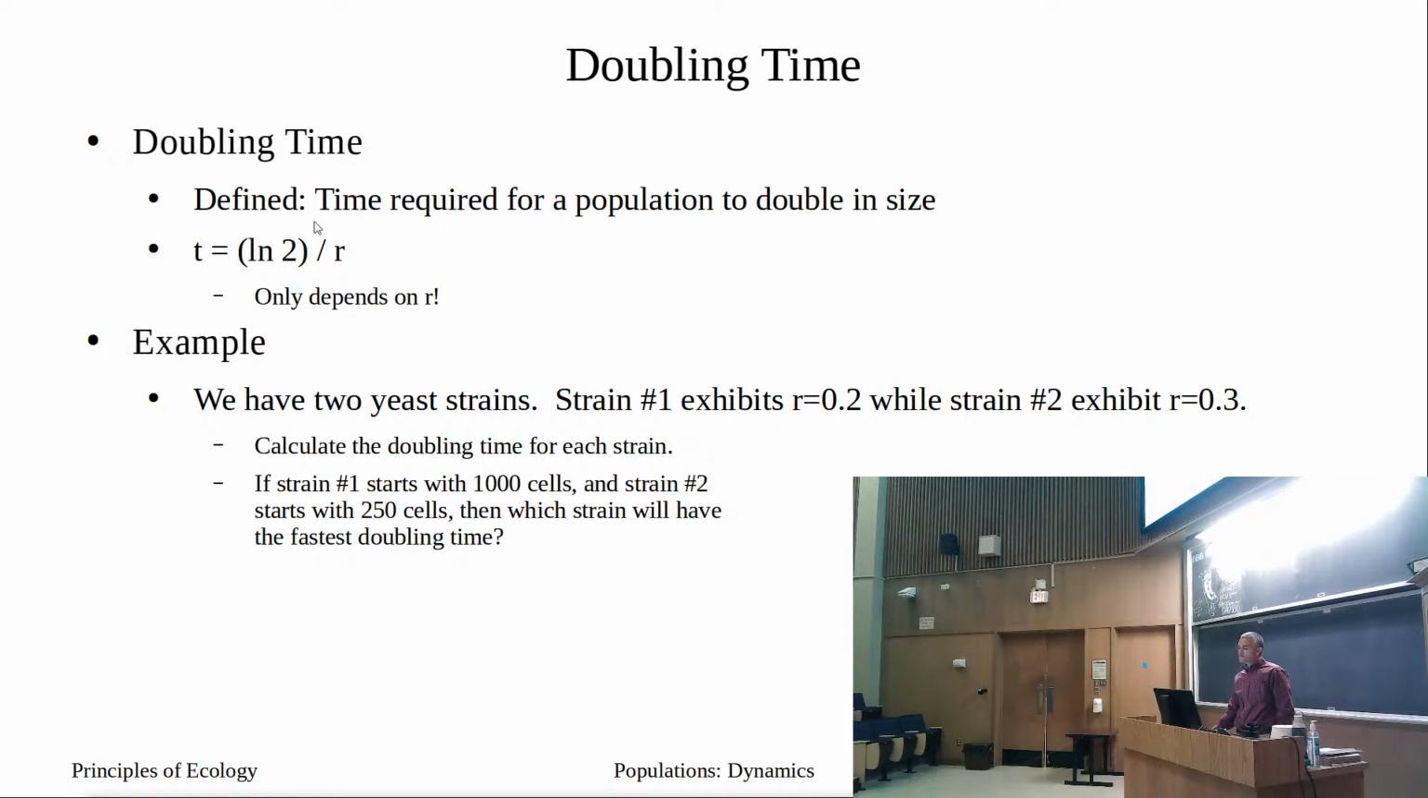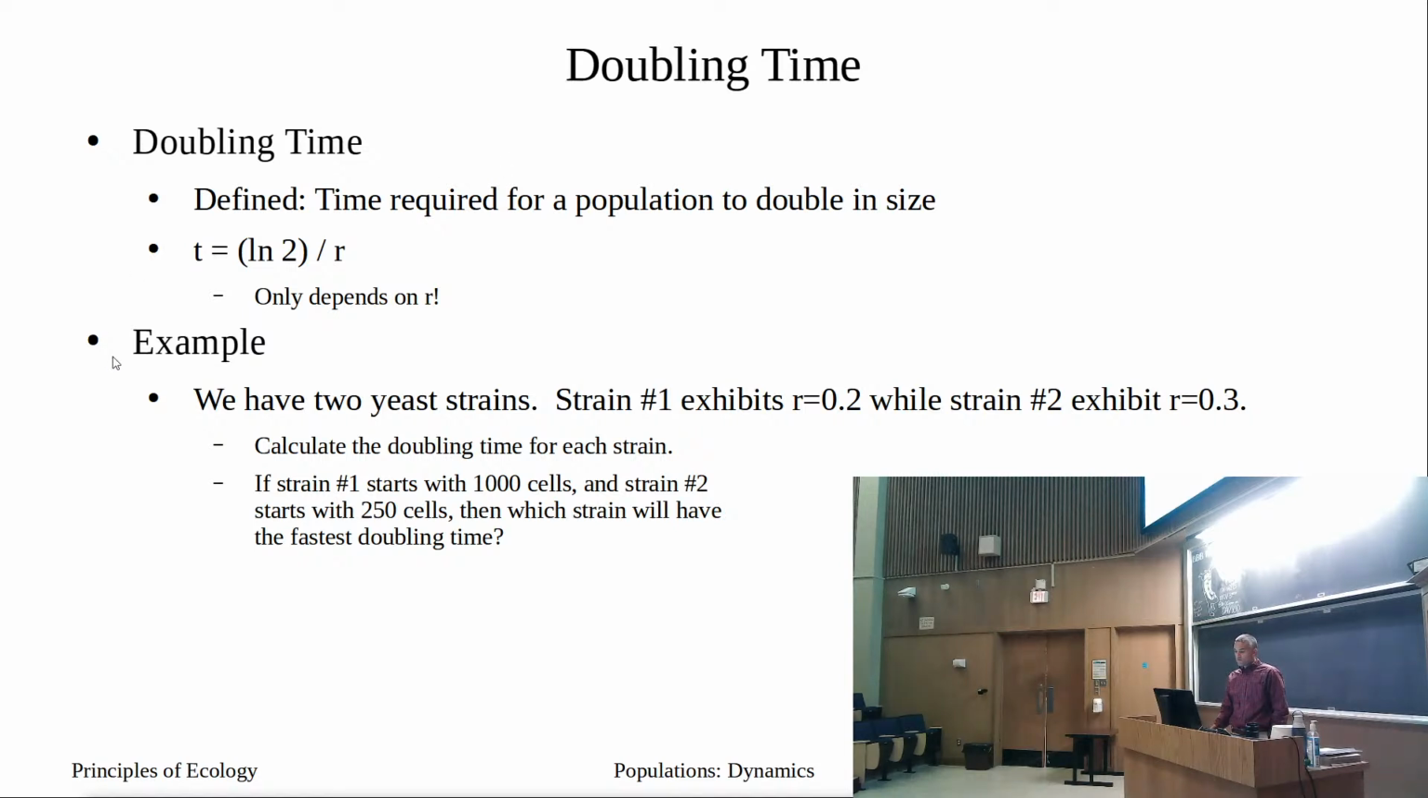This tells us how long it'll take for a population to double in size. And note that it only depends on R. It only depends on the intrinsic rate of growth. It doesn't matter what our population size is. It's the same. Our doubling time for a population is going to be the same whether we have 10 individuals to start or 1,000 individuals to start. The only thing that affects it is our intrinsic rate of growth.